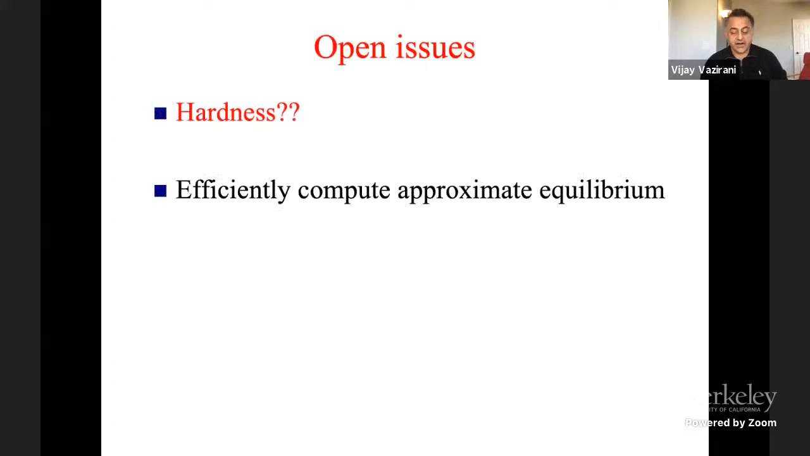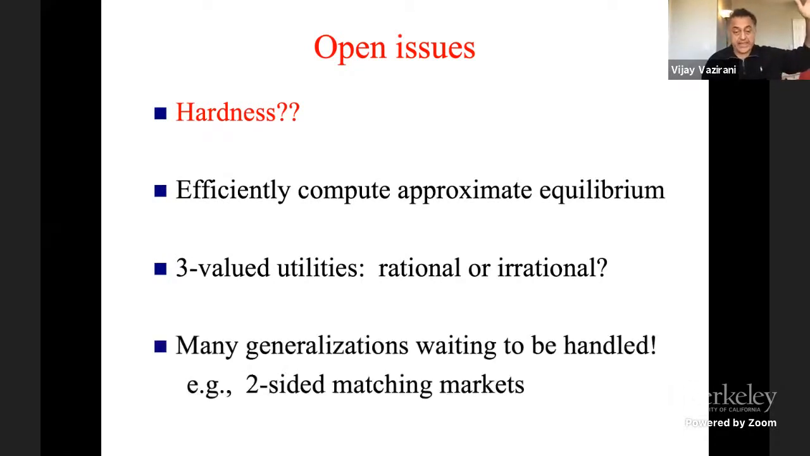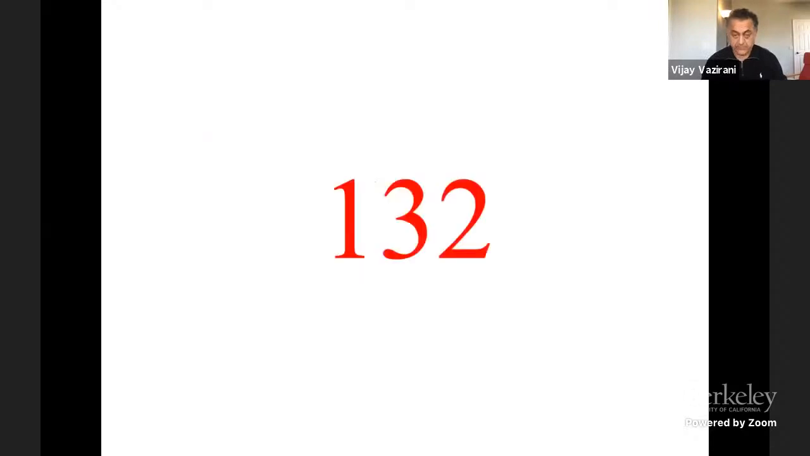And how do you get hardness results? How do you efficiently compute equilibria, approximate equilibria? What do you do about 3-valued utilities? Because for 2-valued, it's rational and in NP, 4-valued irrational, 3-valued we don't know. And there are many, many generalizations waiting to be handled, like two-sided matching markets in this framework. But nobody wants to go anywhere near because nothing can even be done about a one-sided matching market. And if I have only 1 more second, then I'll just leave you with this very important number.